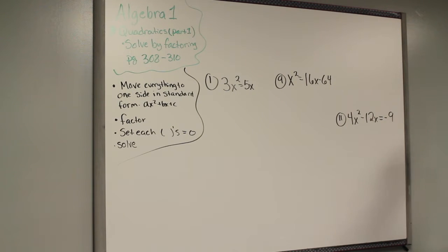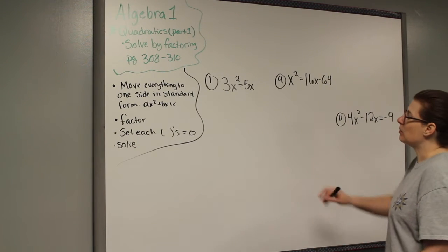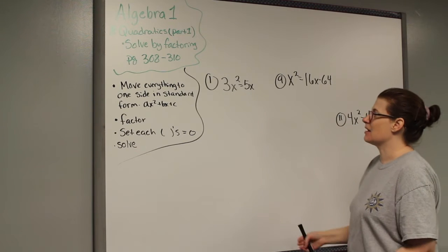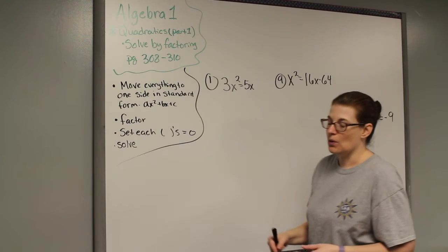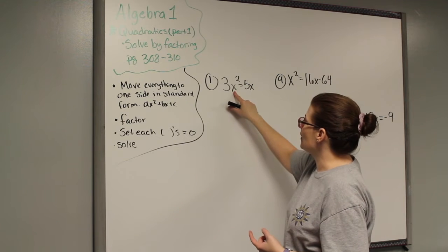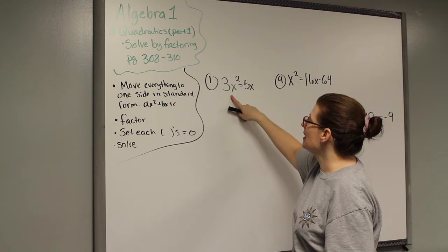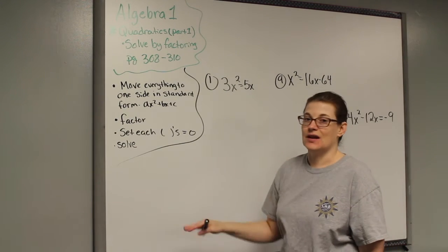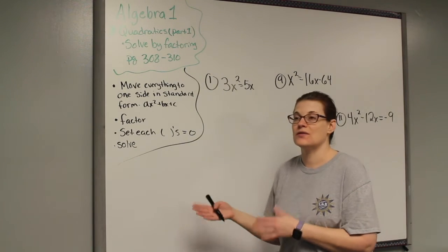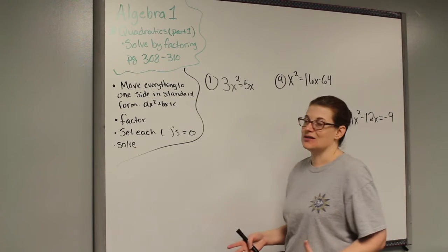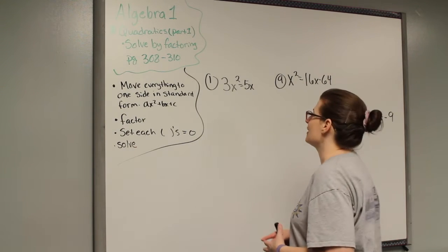So the work is on page 310. And you have problems, but they won't be ready to factor because everything's not on one side. So one thing you want to know is that your x squared term, or whatever squared term you have, whether it's a y or an m, needs to be positive, not negative. So you want to move everything to the side where it stays positive. If not, you have to divide everything by -1, which is just extra work.